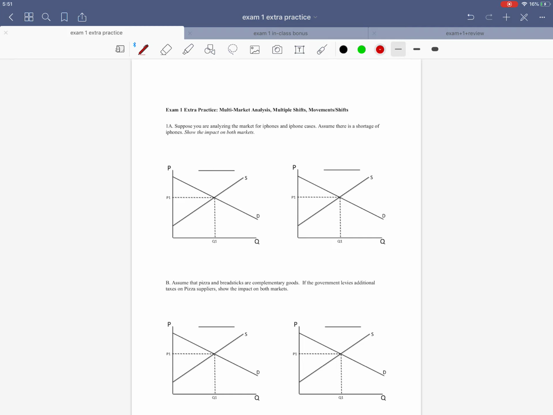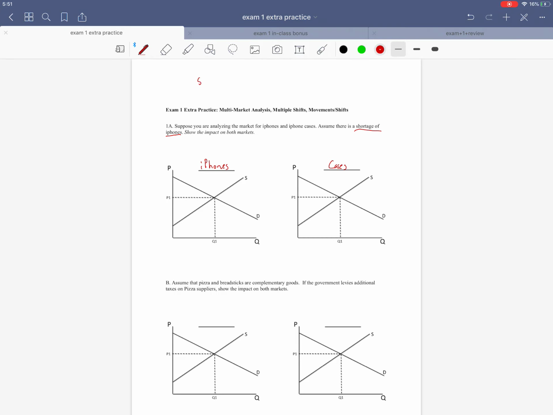Question number one says, suppose you're analyzing the market for iPhones and iPhone cases. Assume that there's a shortage of iPhones and show the impact on both markets. So this is going to be an example of those multi-market analysis. We're going to have two separate markets: our market for the iPhones and our market for the cases. Now, according to our scenario here, there's a shortage of iPhones. Anytime there's a shortage, that means that the market is not at equilibrium.